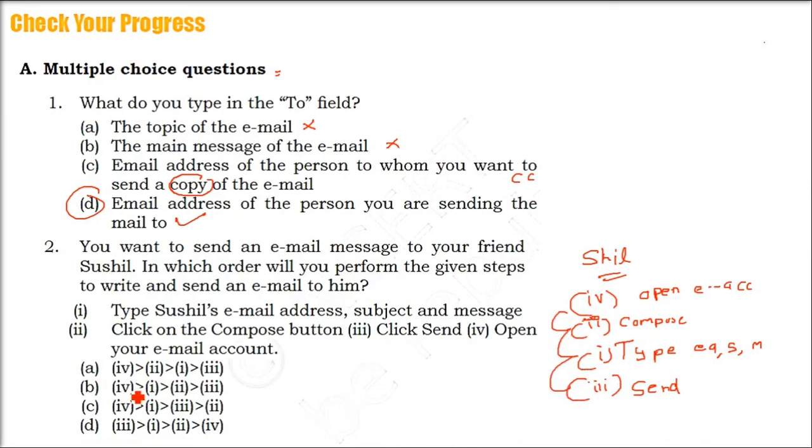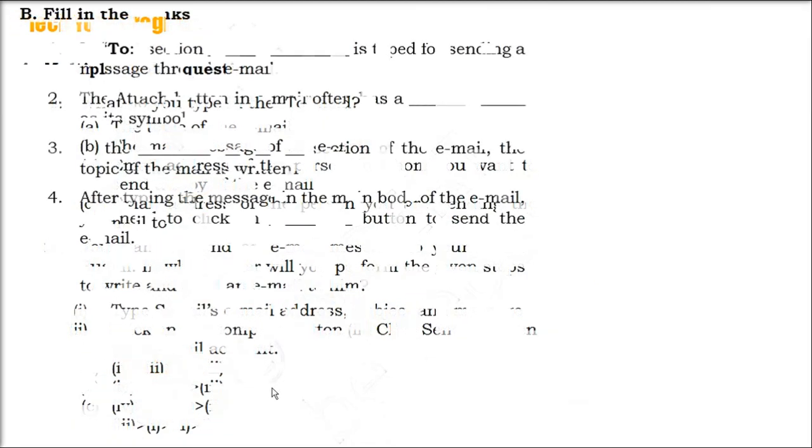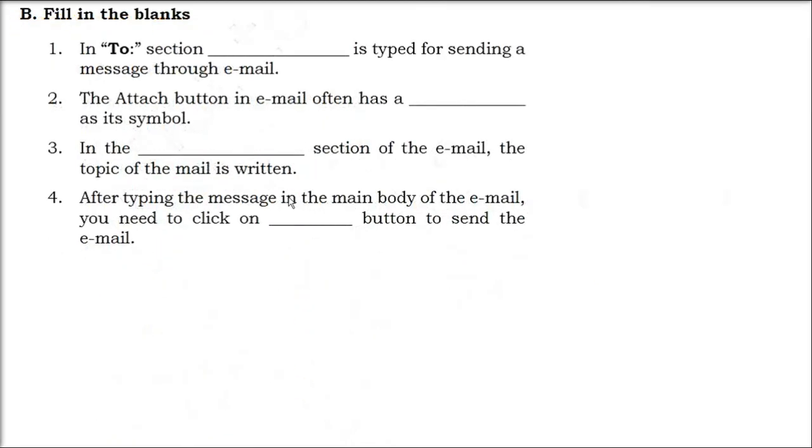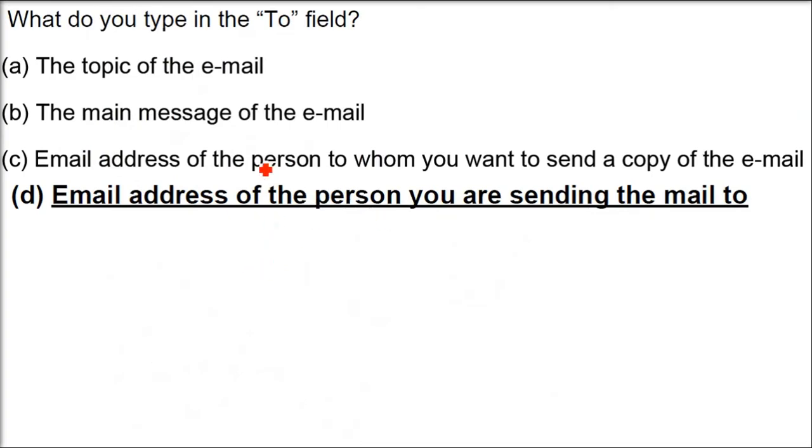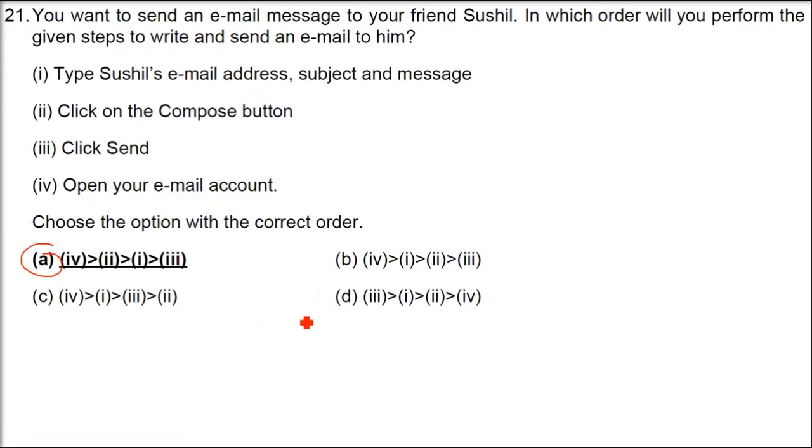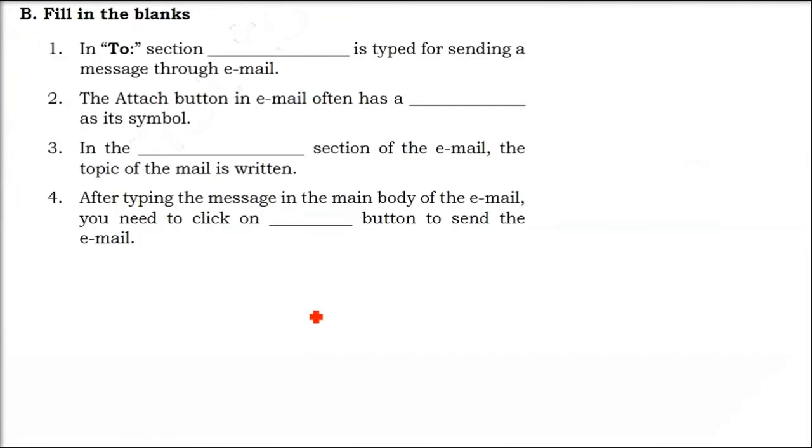4, 2, 1, 3. So if you see here, 4, 2, 1, 3 is in A here. This is the answer. A is the correct answer here. Right? 4, 2, 1, 3 is the correct order which you will adopt in order to send an email. So these are the answers I have given just for your reference. This is the correct answer for this.